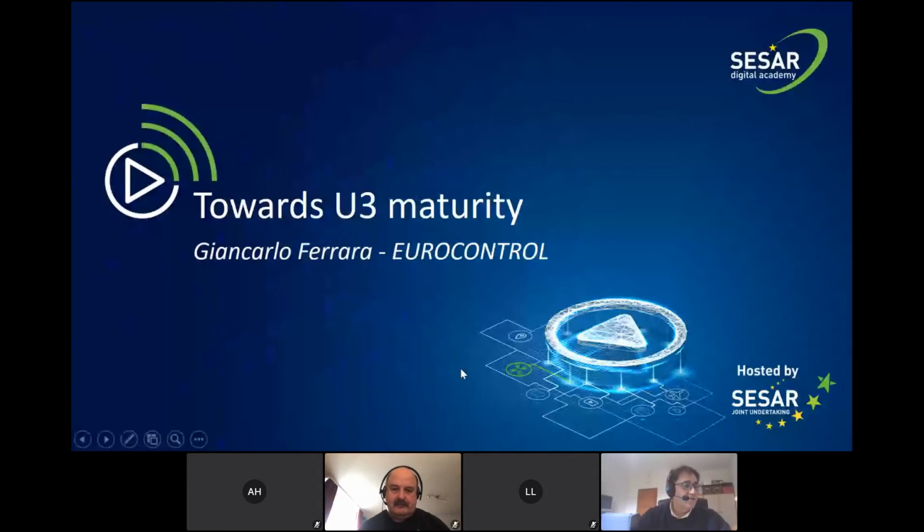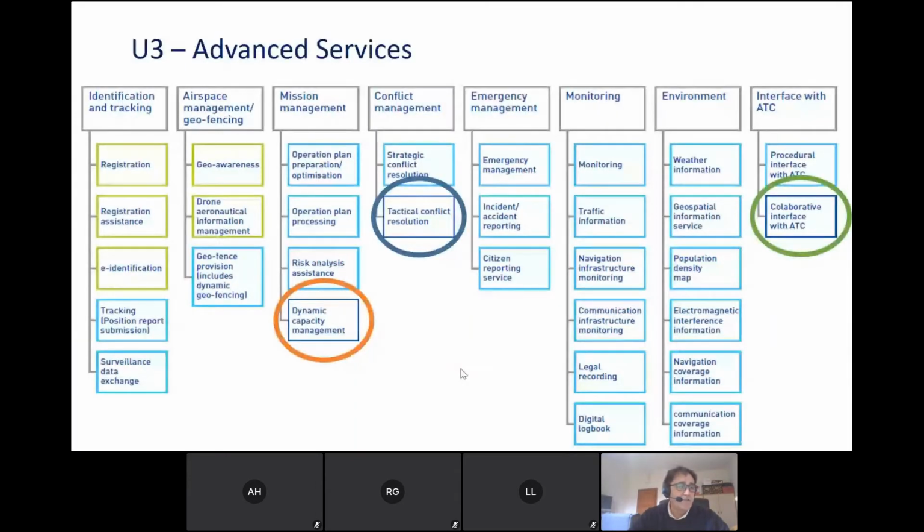So good morning to everyone. I will present the work we have done on the U3 maturity, and I will start from what Andrew was saying. As we have just heard from Andrew's presentation, the first set of SESAR 2020 U-Space projects recently closed have already addressed all U1 and almost all U2 services.